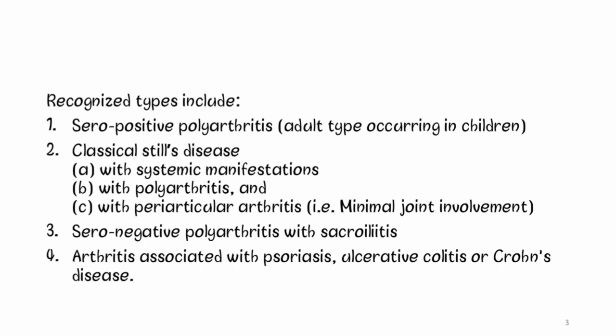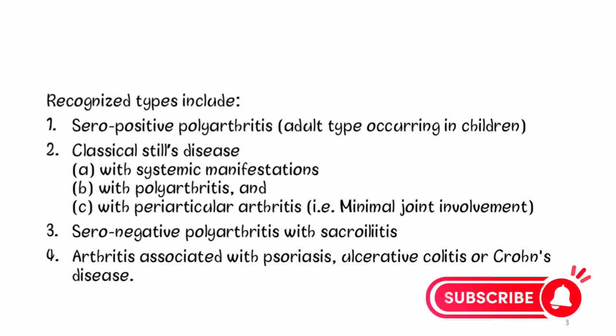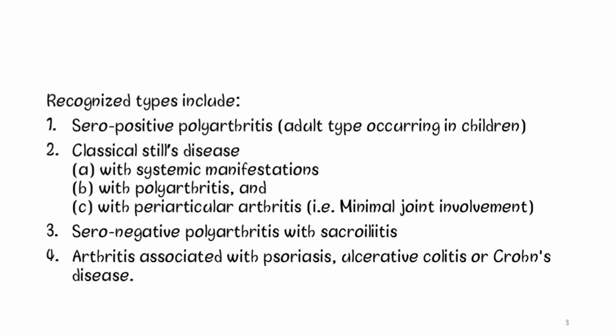Then we have the classical Still's disease, which has three subtypes. Number 1, with systemic manifestation. It is going to have systemic symptoms like fever, fatigue, rash, in addition to joint involvement. Then the second subtype is with polyarthritis. It means that it is going to involve 5 or more joints. Then the third subtype is with periarticular arthritis. The word peri means around or surrounding, and articular means the joint itself. So this type of arthritis is going to involve the area or structures surrounding the joint, like the muscle, tendon, ligament, bursa, fascia, but with minimal joint involvement itself.